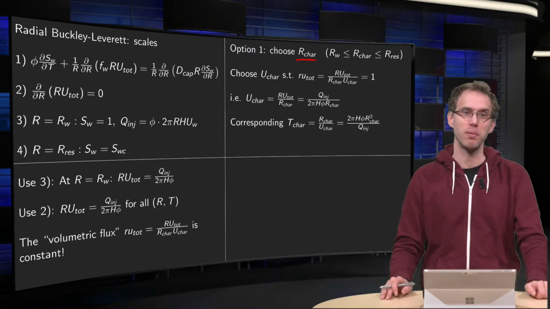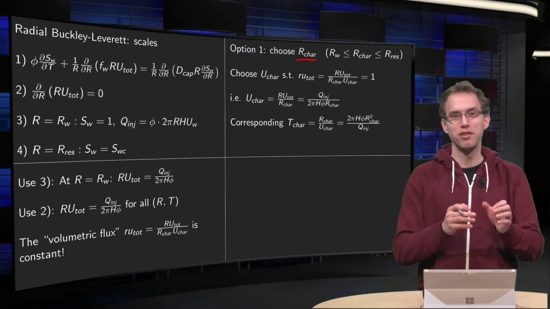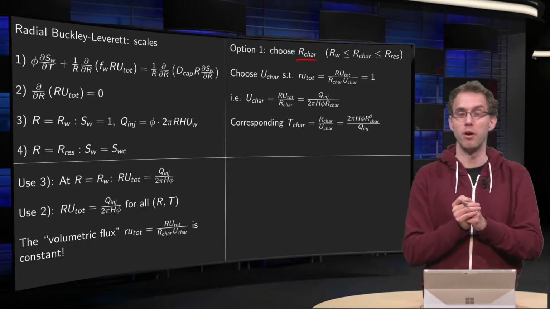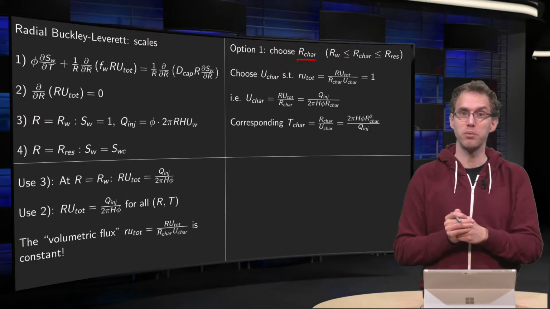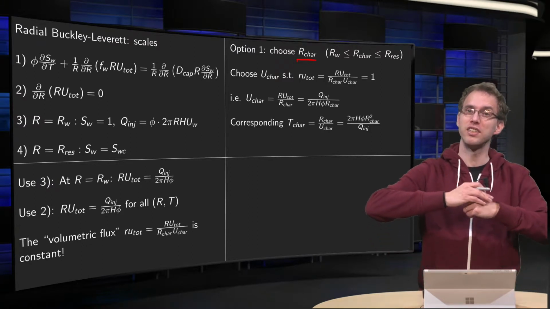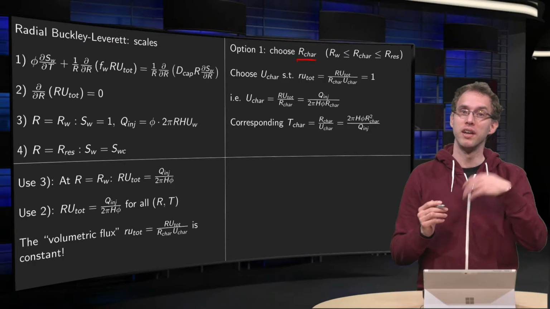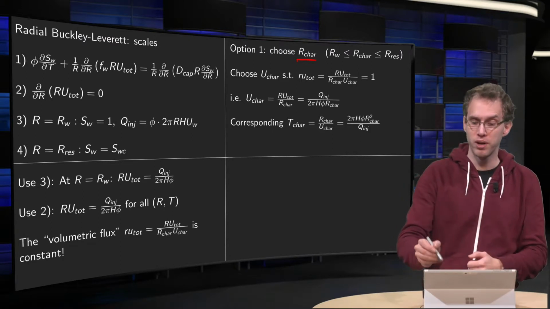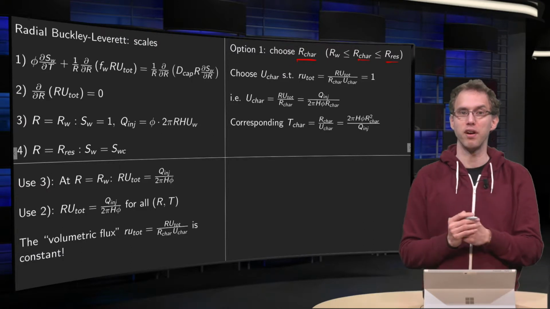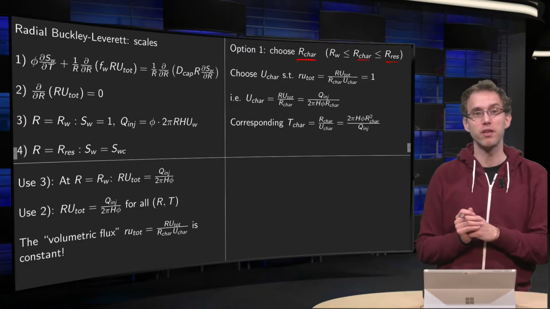Well, it depends on your problem. If you are interested in phenomena which are very close to the well, it's best to choose R characteristic equal to R_w. If you are interested in what happens in the entire reservoir, you'll probably choose your R characteristic to be R reservoir. So you will pick one of those.